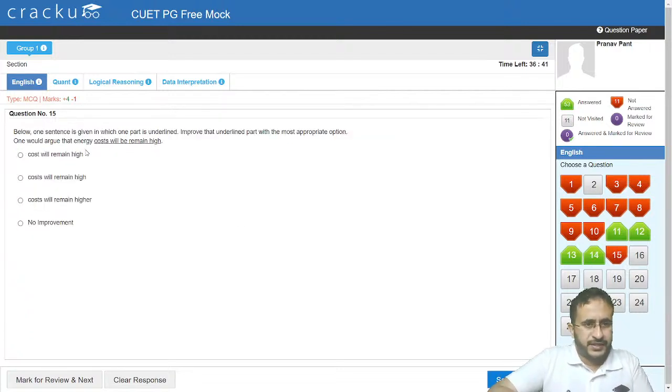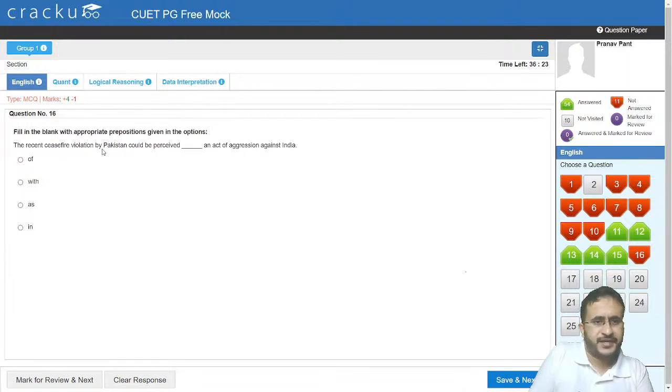One would argue that energy costs will remain high. Energy costs will remain high. "Be" will not come, and "higher" will not come. Higher means we are comparing with someone, right? We are not comparing with anything. We are saying that they are high and will remain high.